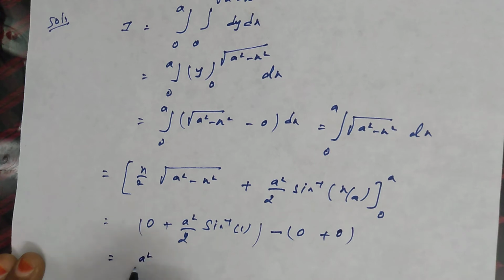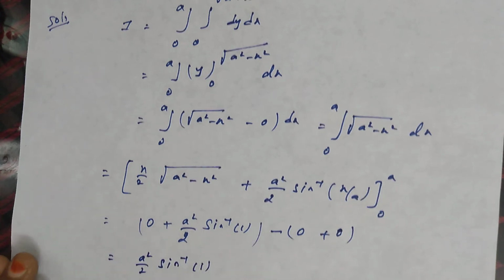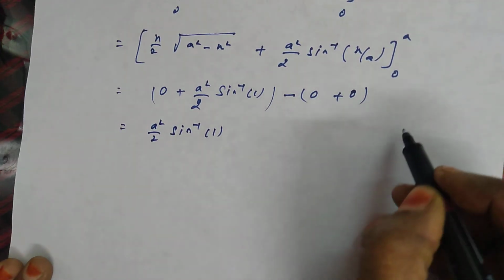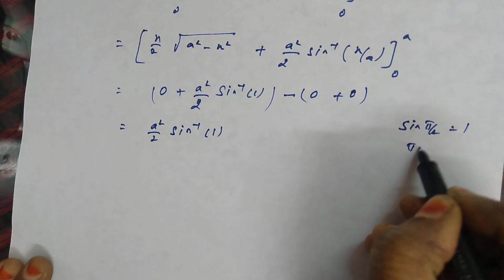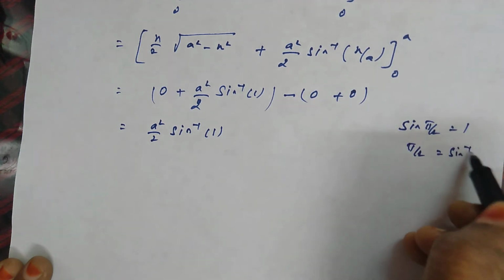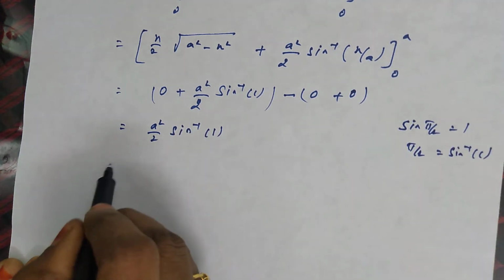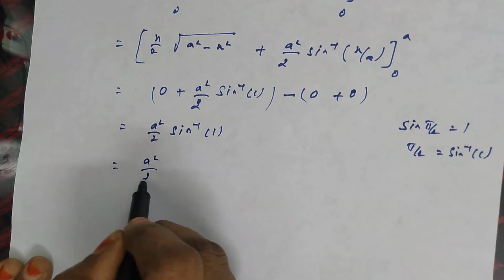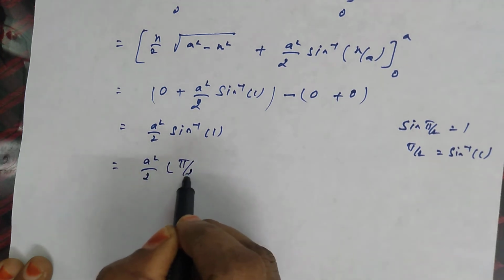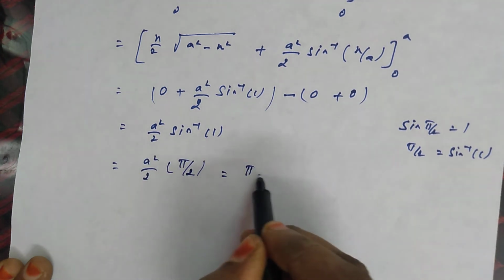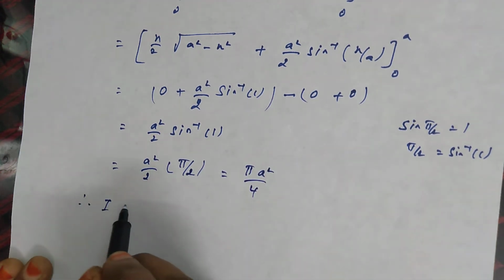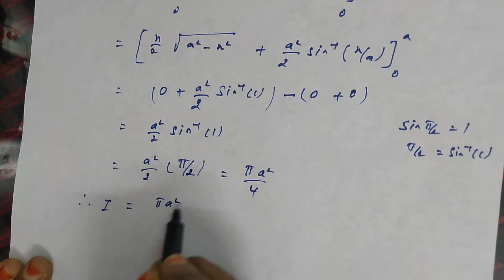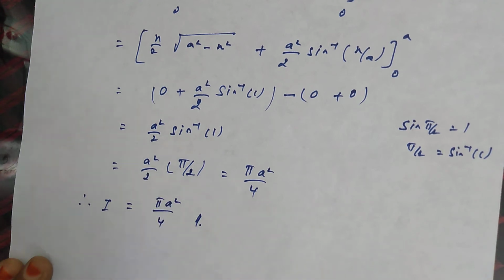So the answer is a square by 2 sine inverse of 1. Sine of pi by 2 is equal to 1, so sine inverse of 1 is pi by 2. Instead of sine inverse of 1, we can write a square by 2 into pi by 2, that is pi a square by 4. So the answer of the given integral I is equal to pi a square by 4.